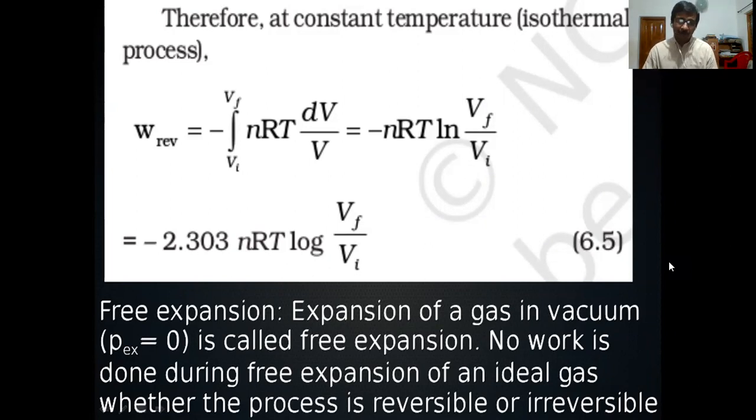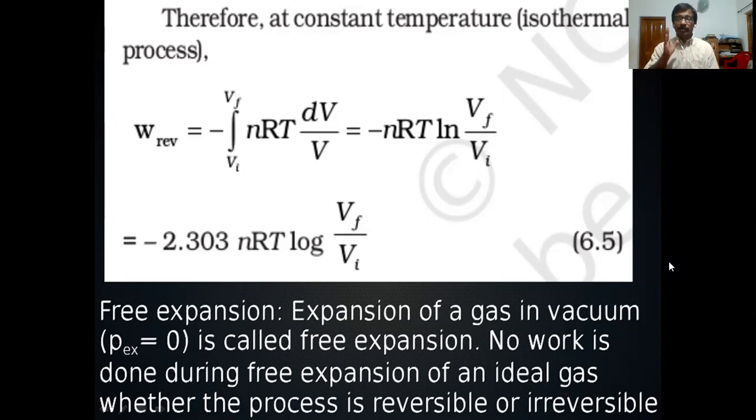When we convert it to the logarithm to the base 10, you have to multiply it by 2.303. So work in the case of reversible expansion is equal to minus 2.303 nRT log Vf by Vi. When we compare the work done in the case of isothermal reversible expansion and irreversible expansion, we can see the work done is slightly more in the case of reversible expansion.